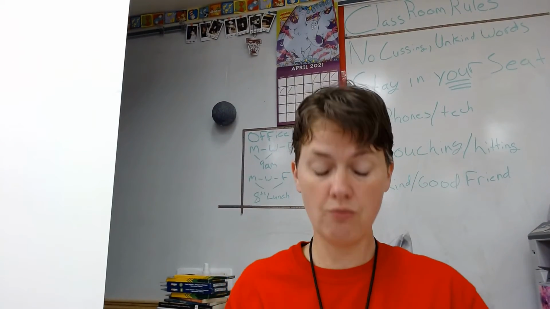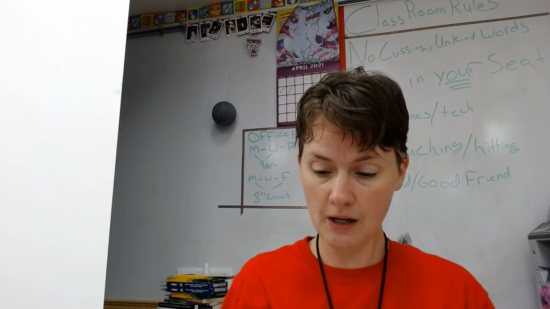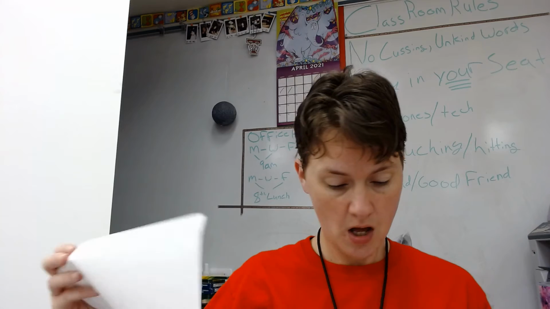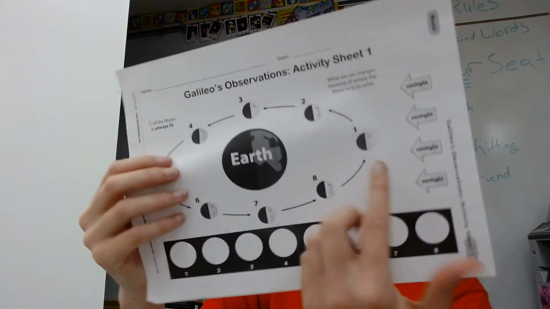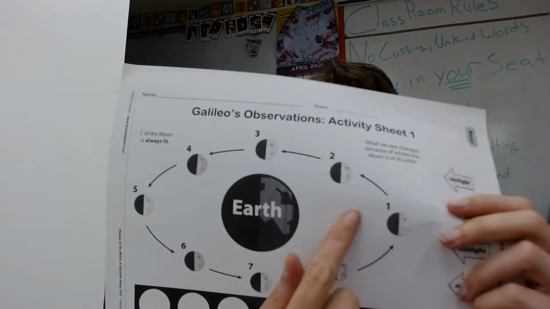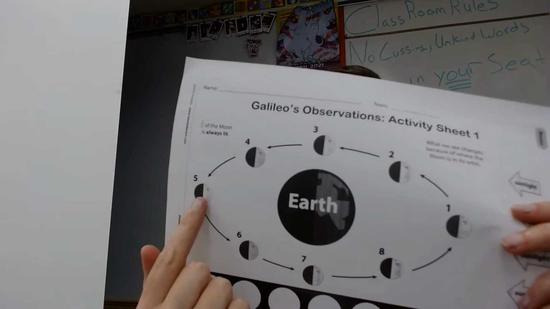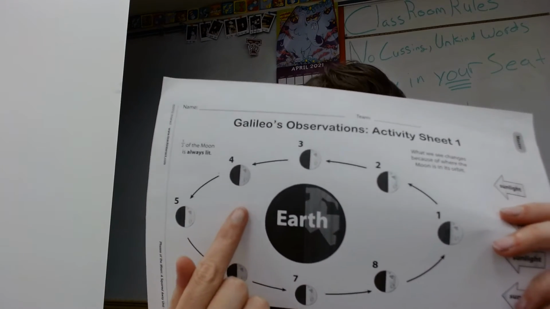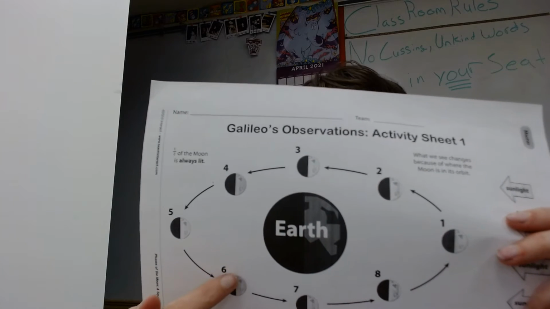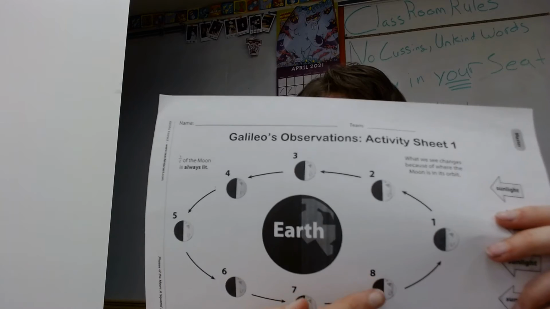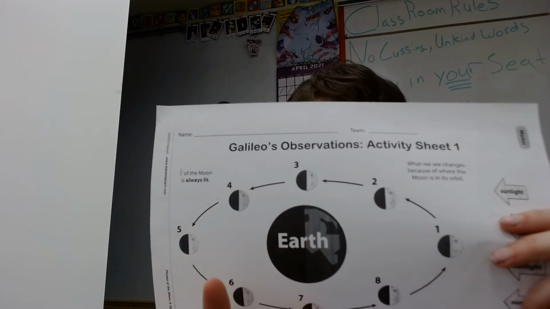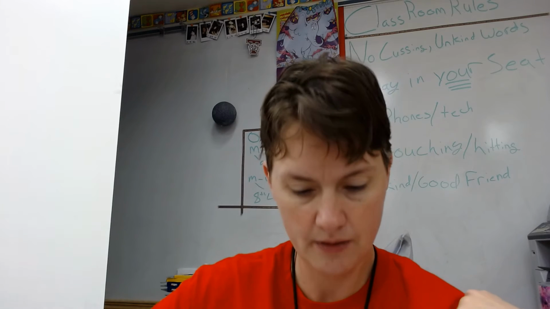So what I want you to do right now on this page is, if you see the number 1, I want you next to the moon, let me show you. Next to this moon, I want you to write 5. Next to this moon, I want you to write 1, 2 to 6, 6 to 2, 4 to 8, 8 to 4, 3 to 7, and 7 to 3. Does that make sense? If not, I have an example.